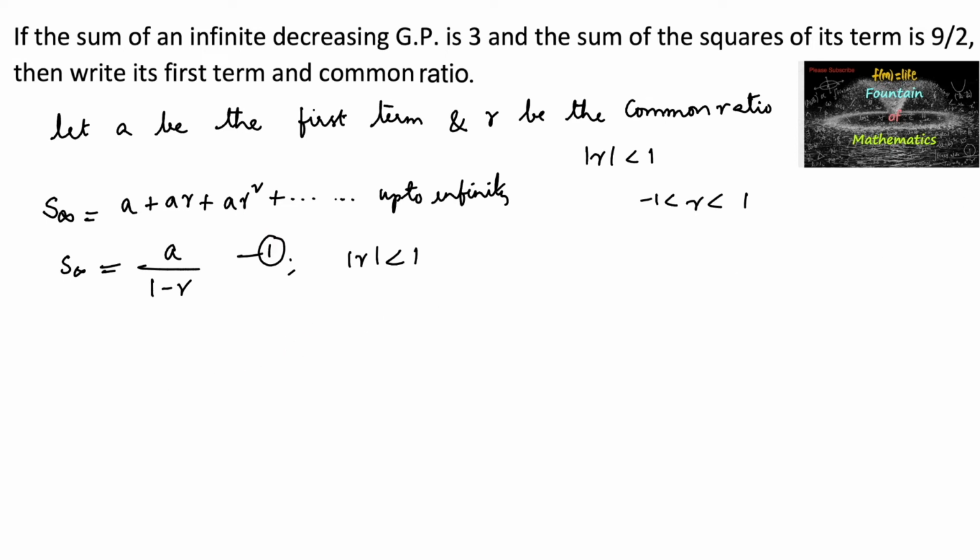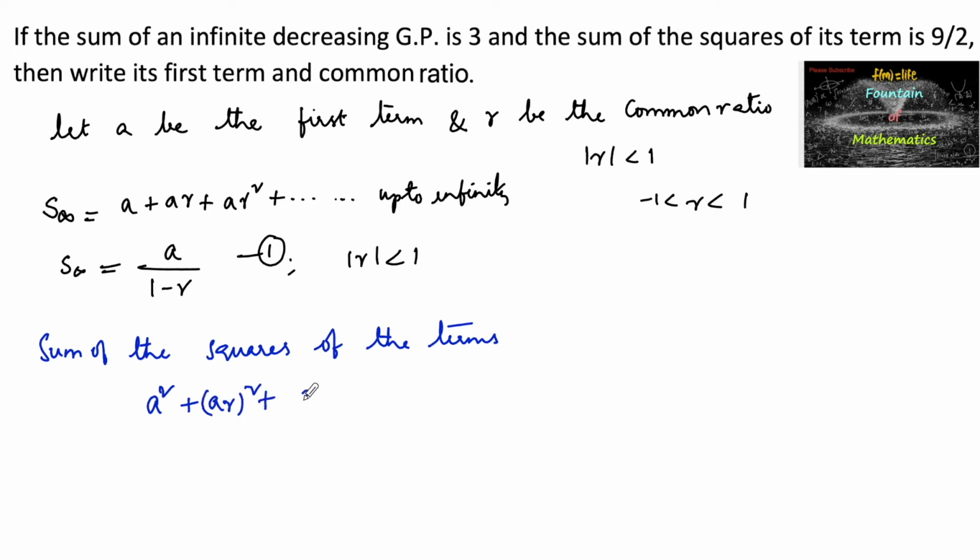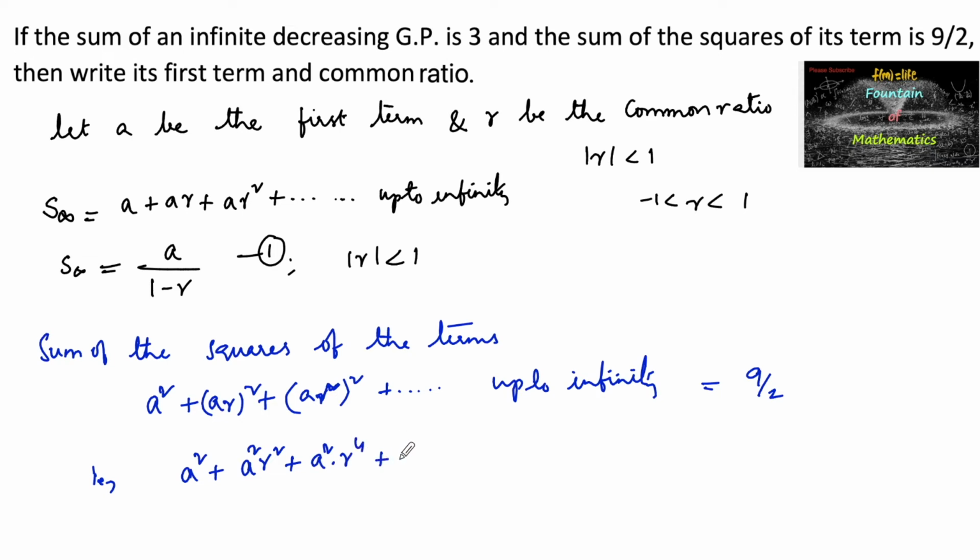Let's consider this equation 1, and the sum of the squares of the terms can be taken as a square plus (ar) whole square plus (ar square) whole square and so on up to infinity, which is equal to, the sum is given 9/2, that is a square plus a square r square plus a square r power 4 and so on up to infinity, which is equal to 9/2.